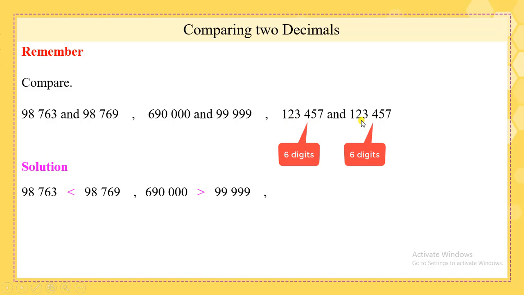Let's now count the digits of these two numbers. They have the same number of digits. Then let's compare their digits. We notice that they have the same digits. Then 123,457 is equal to 123,457.